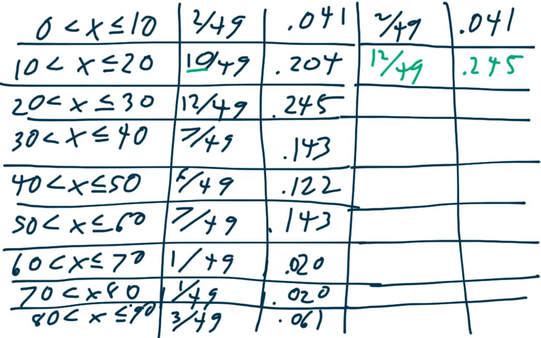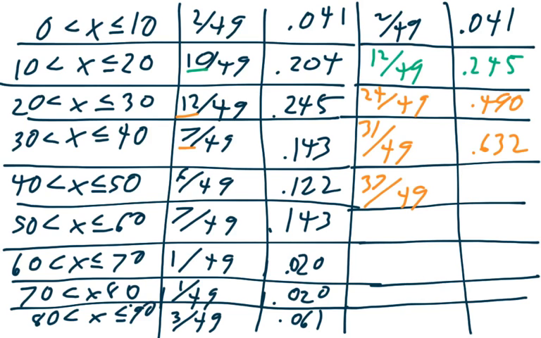Now we add this 12, so we're up to 24 over 49, which is 0.490. I add another 7, and I'm at 31 out of 49, which turns out to be 0.632. Add another 6, and we're at 37 out of 49, which means we're at 0.755.